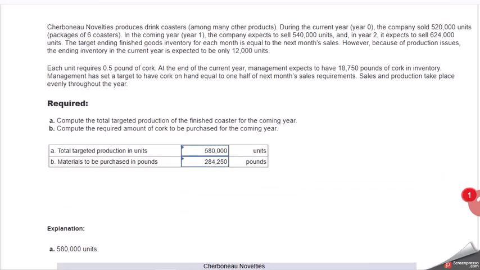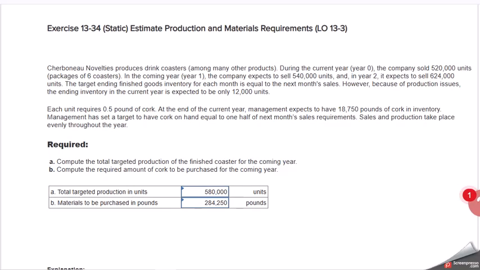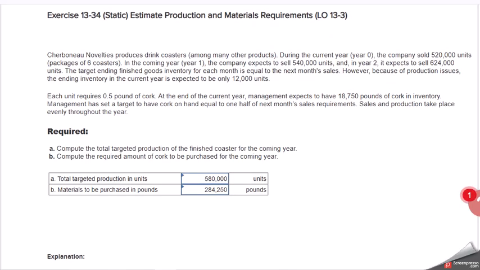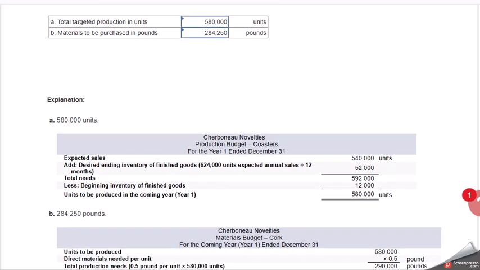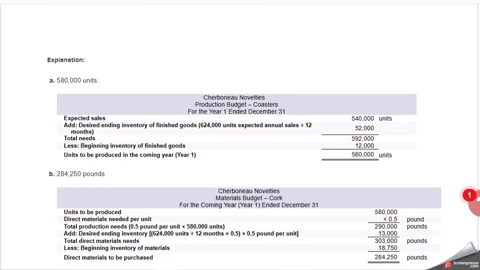So if the next year's, say in year 2, they expect to sell 624,000 and their desired would be to equal 1 month's sales. So then that's what they've calculated down here. So year 2, 624,000 divided by 12 months, they would want to have 52,000 units in their ending inventory. So their expected sales plus their desired ending inventory means they should have 592,000 to produce. They currently have 12,000, so that leaves 580,000 that they need to make.